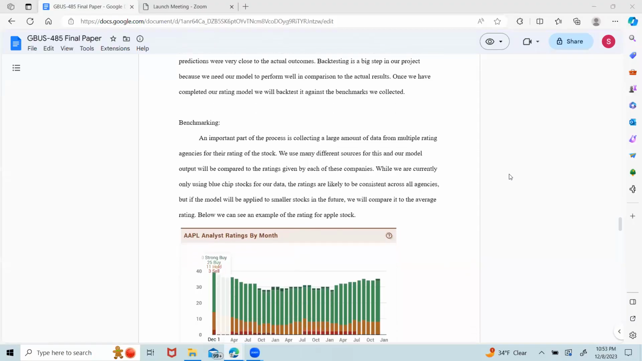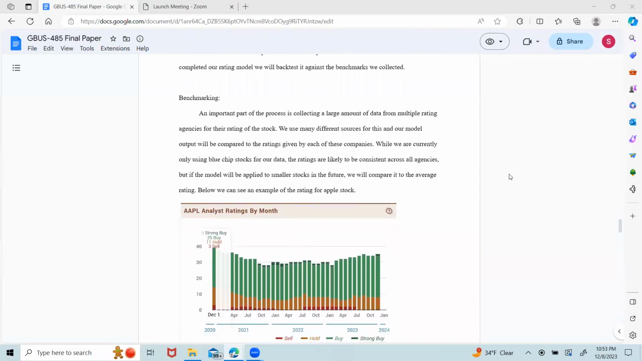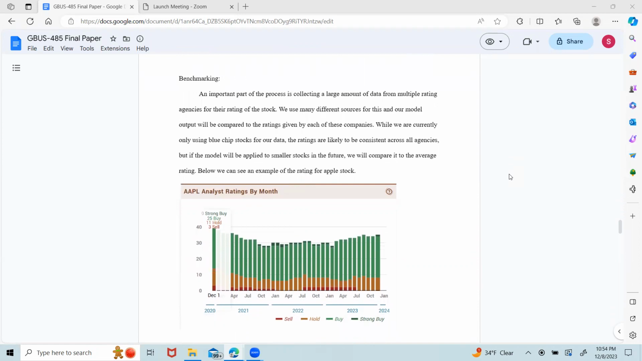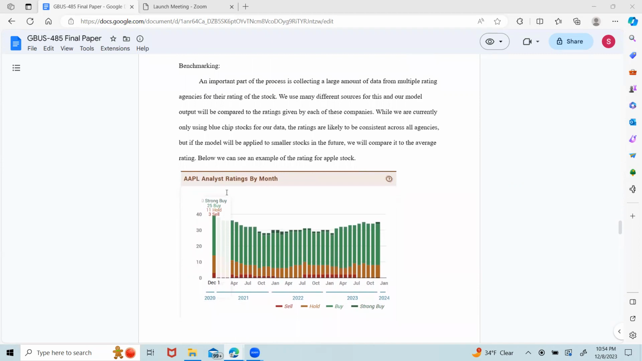Now, the next important step is benchmarking. We need to have something to compare our results to. What we're trying to do is create a system where we're getting stock ratings based on whether we should buy, hold, or sell based on the results we're getting from our model. To do this, we need to have something such as this here, where you can see that this is the analysis for Apple stock. You can see that analysts have given the stock, for the most part, a buy, which is a good indication.